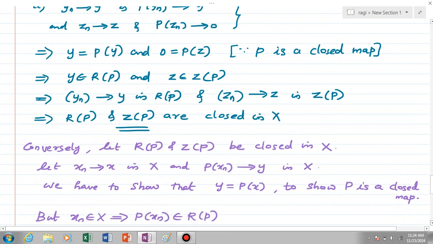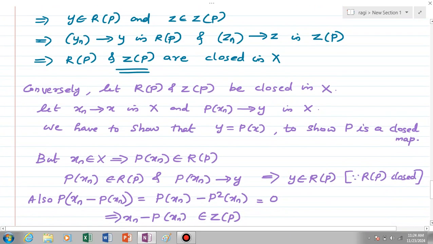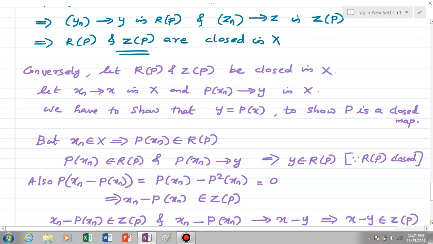Conversely, suppose that R(P) and Z(P) are closed in X. We have to show that P is a closed map. So consider a sequence x_n converging to x in X, and P(x_n) converges to y in X. To show that P is a closed map, it is enough to show that y is equal to P(x). So we are going to prove that y equal to P(x).